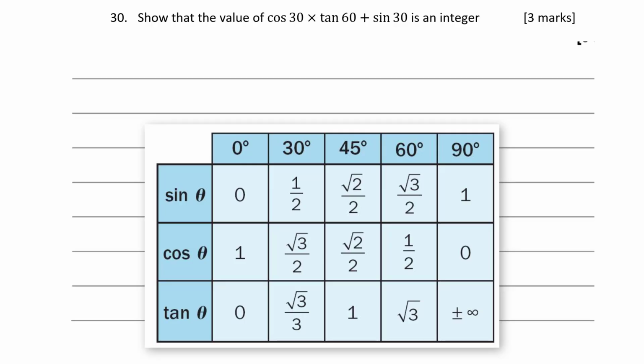So we can see from the table that the cosine of 30 is root 3 over 2. I'm multiplying that through by the tan of 60, which is root 3, plus the sine of 30, which again from the table is a half. Now unless you remember all those values, you are going to have no chance at all with this question. So you must memorize this table.